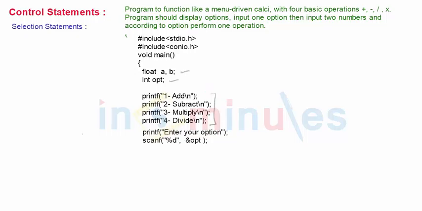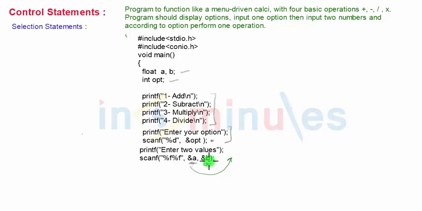Then the program is supposed to go forward and input the option from the user, that is in the opt variable. Then the program is supposed to input two numbers to be operated on from the user, that is, a and b will be input by the next scanf. Then, according to the option selected over here, it is going to perform one of the actions on this a and b. So it will be either addition, subtraction, multiplication or division.